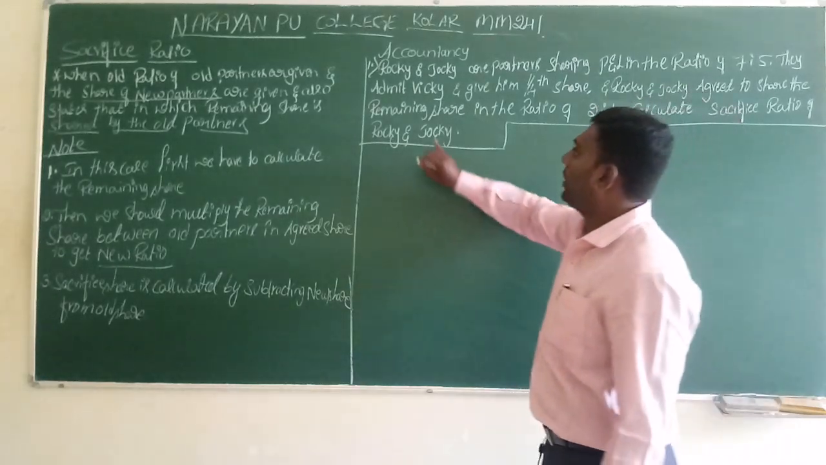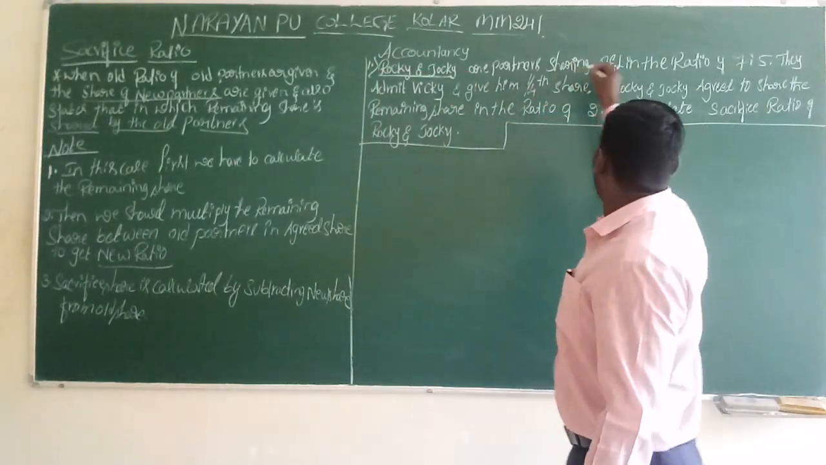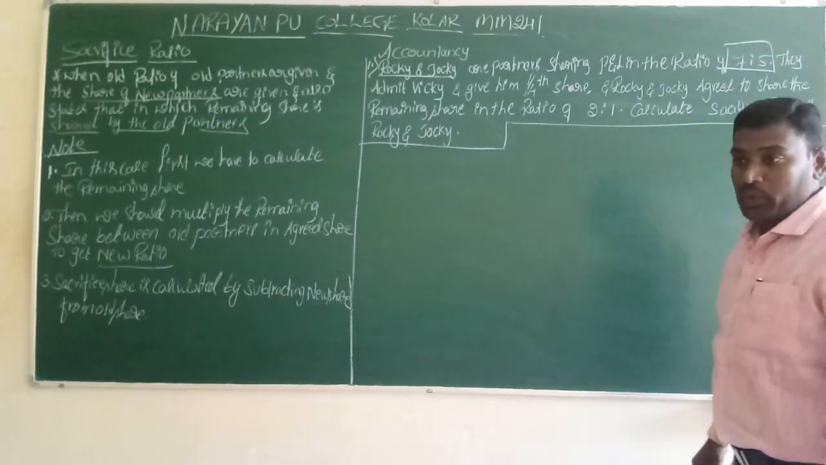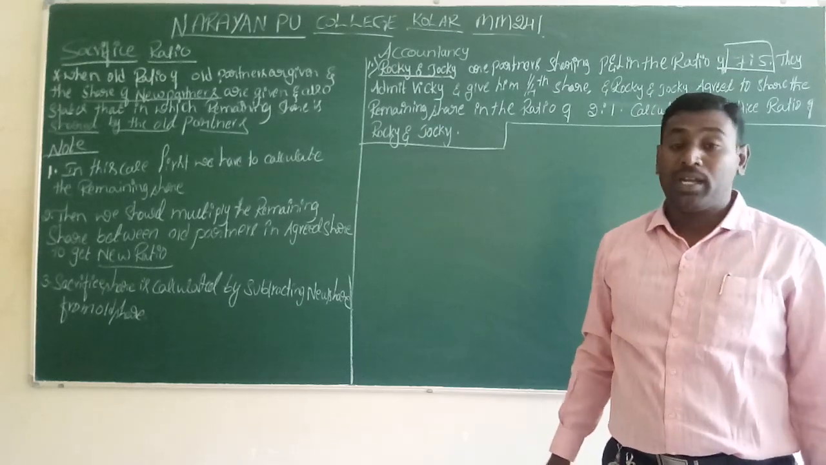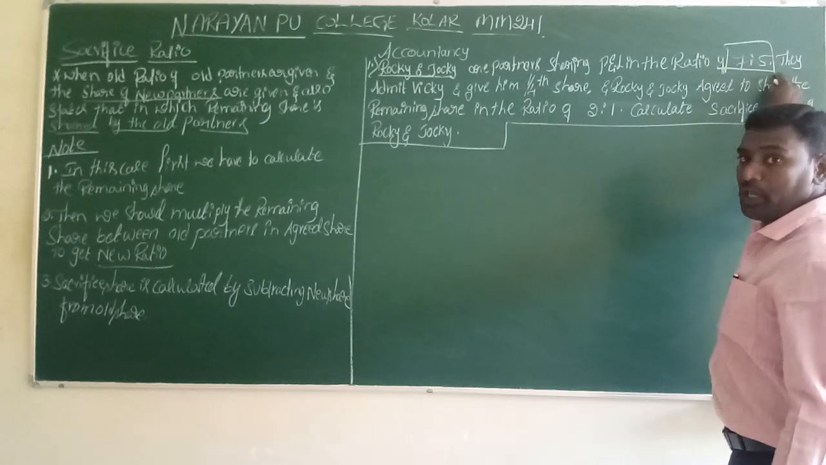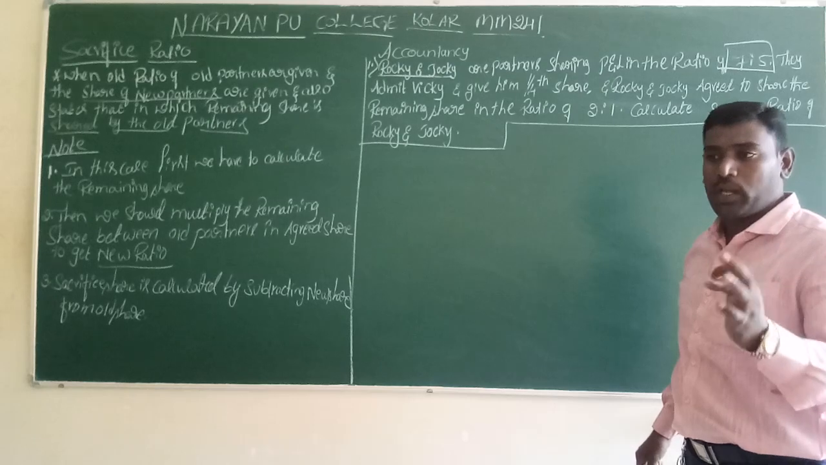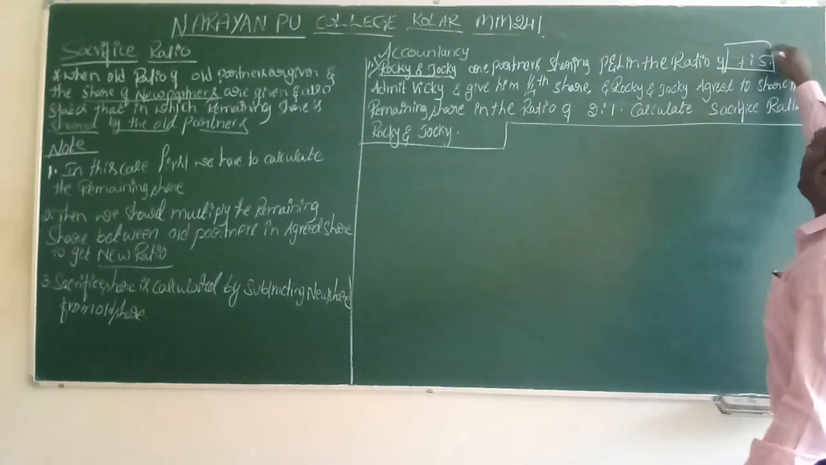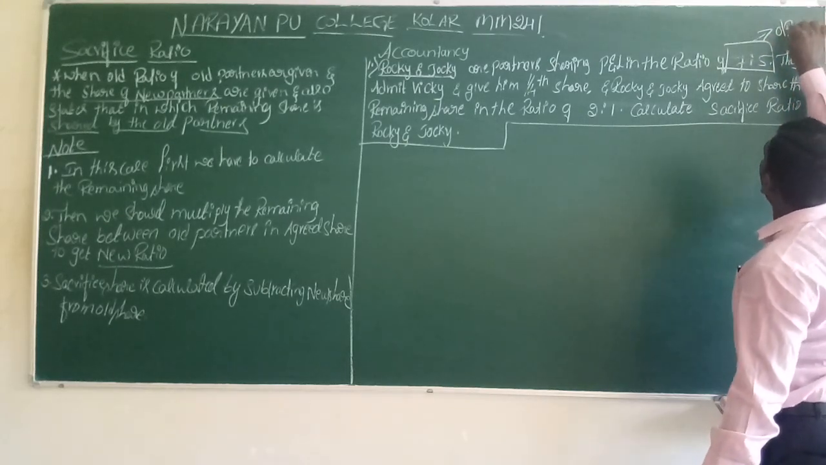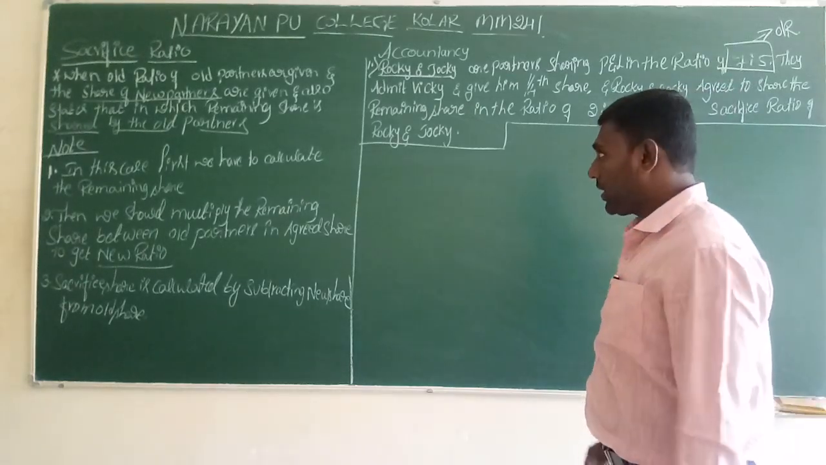Let's come to the question. Rocky and Jockey are the old partners sharing profit and losses in the ratio of 7:5. To convert it into a ratio, we add 7 plus 5 and get 12. So 7 by 12 for one partner and 5 by 12 for the other partner. This ratio should be considered as the old ratio. Already in the beginning itself, the old ratio is given in the question.